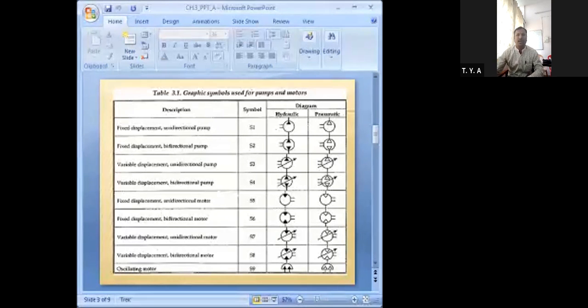Then motor. If the motor is oscillating, then it is represented by this symbol. It is different for pneumatic as well as hydraulic. Please have a look. I will pause for 30 seconds. In that time you can see which symbols are for what component, and when to use which symbol. Let's go for the next one.